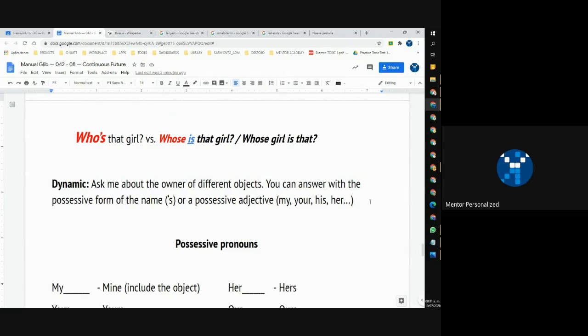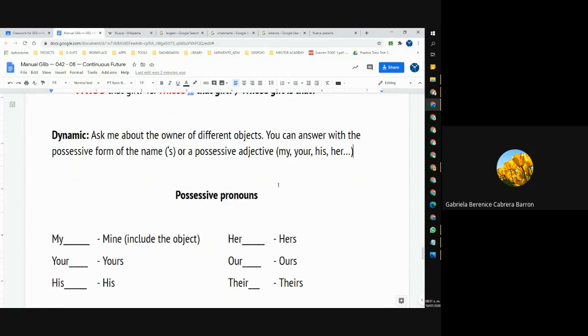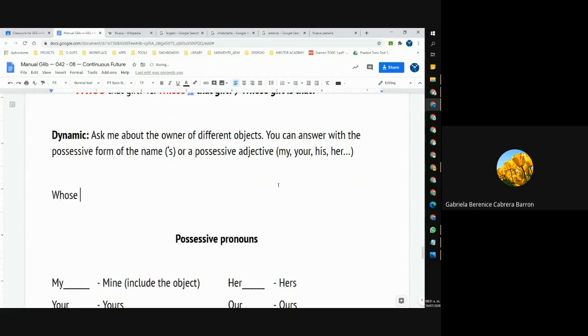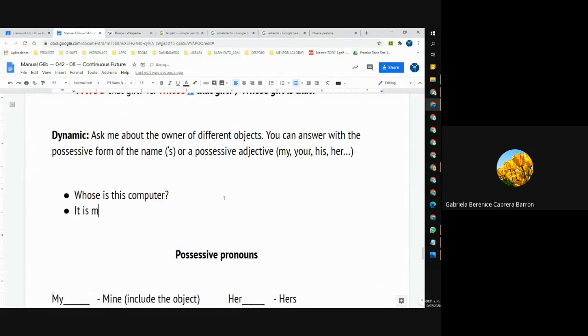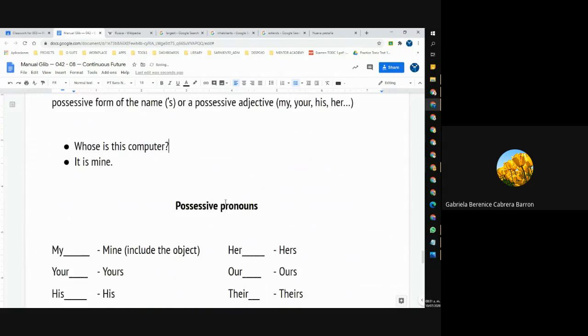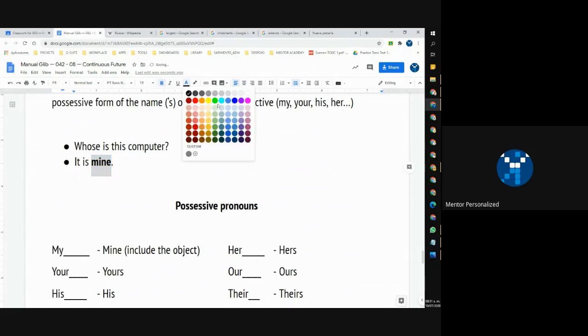Invent an answer. Whose is the computer? The computer is my brother's. It is my brother's. Very good. You can also say it's mine. Mine is what we call a possessive pronoun.